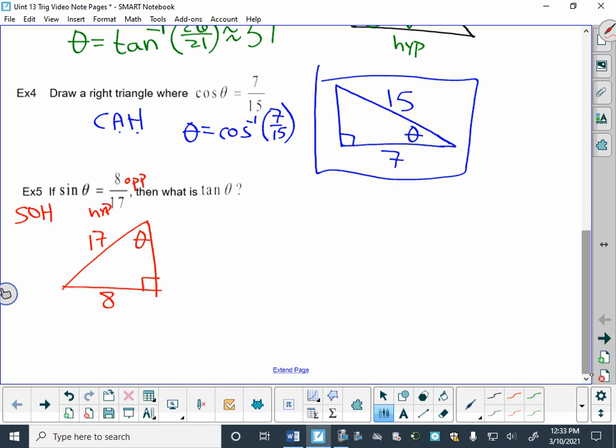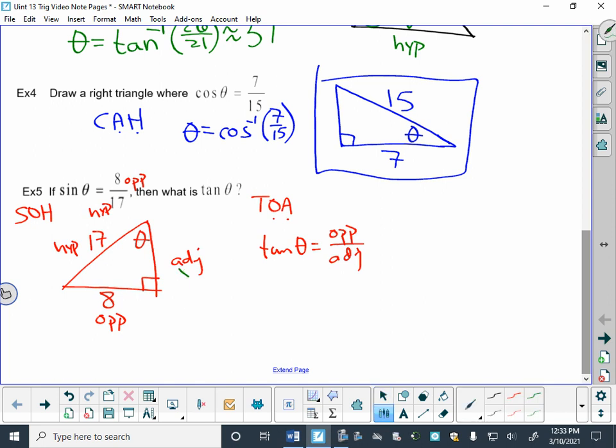But it's asking me what is the tangent. Tangent of theta is TOA, that's opposite divided by adjacent, right? That's saying tangent theta is the length of the opposite side divided by the length of the adjacent side. And I know this is my opposite, this is my hypotenuse, this is my adjacent. I don't have anything for that, but this is a right triangle, and I know 2 of the sides, and so I could use the Pythagorean theorem.